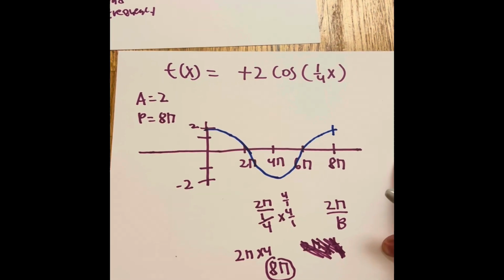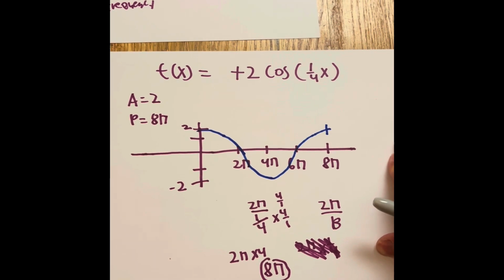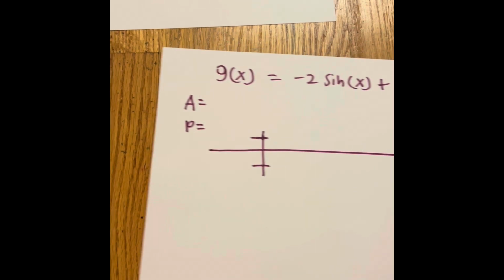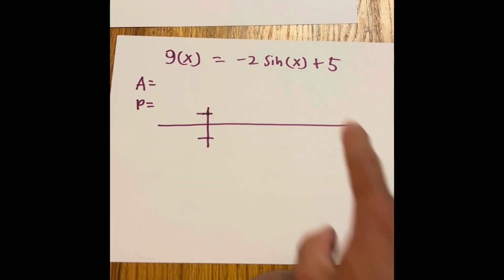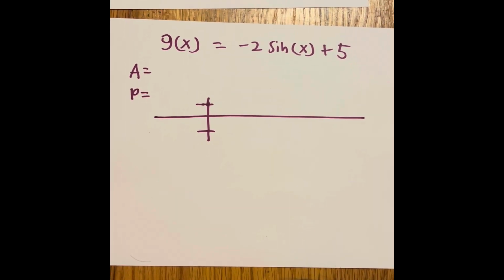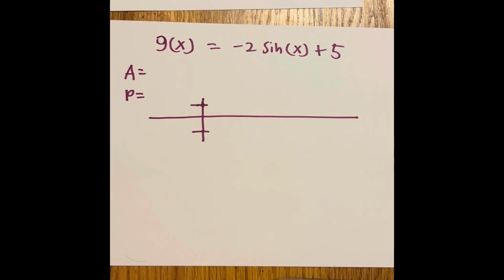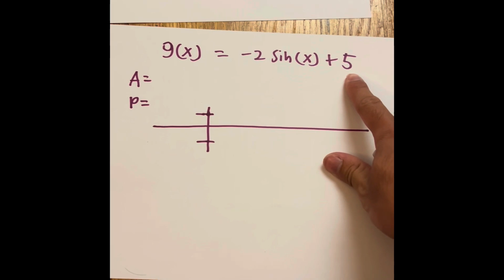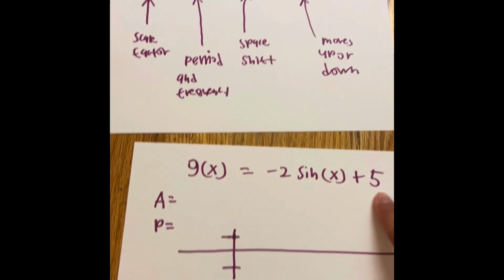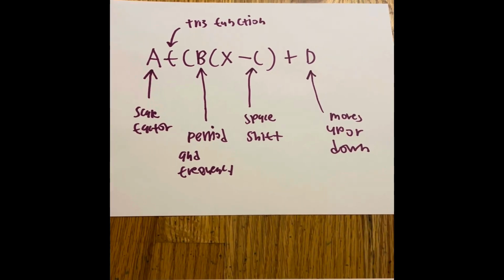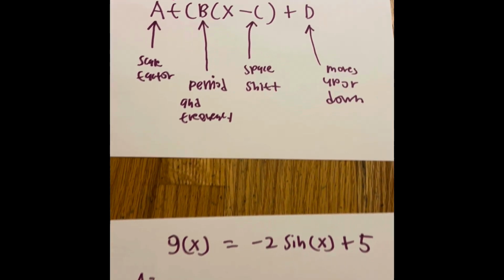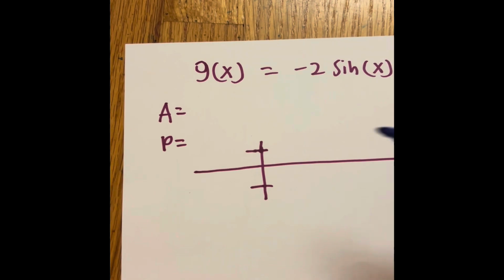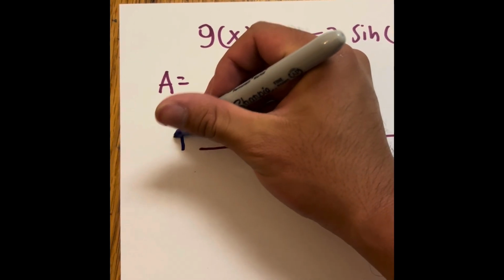So let's try to solve one more problem and see how it goes. So right here we have g of x equals negative 2 sine x plus 5. So before we start anything, we have to think about the number 5. But why the number 5? Well, the number 5 represents you move the entire thing up or down. So in reality, we are going to move the entire thing up.